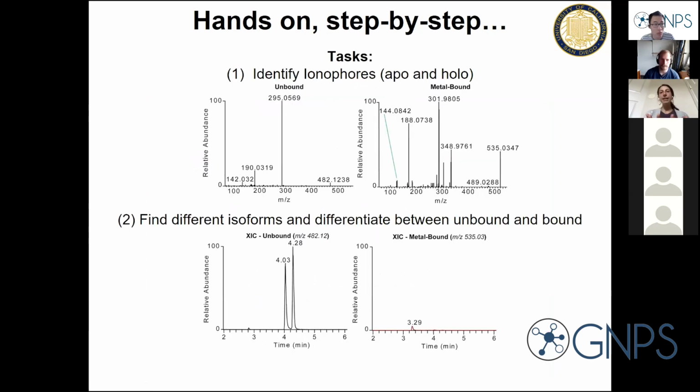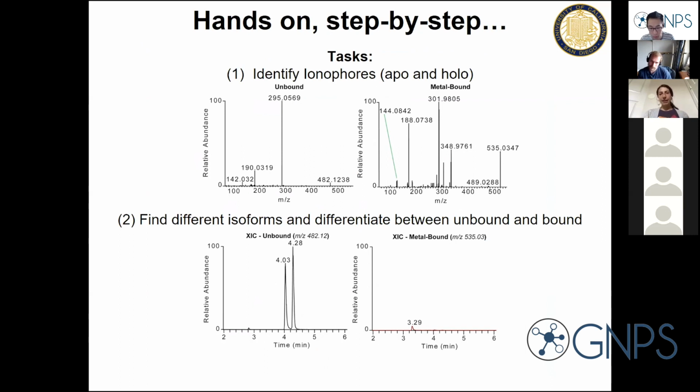And one reason for this is because unbound and metal bound complexes have very different MS2 spectra, as you can see in this first example, which shows unbound and metal bound MS2s for the siderophore Yersinia-bactin.